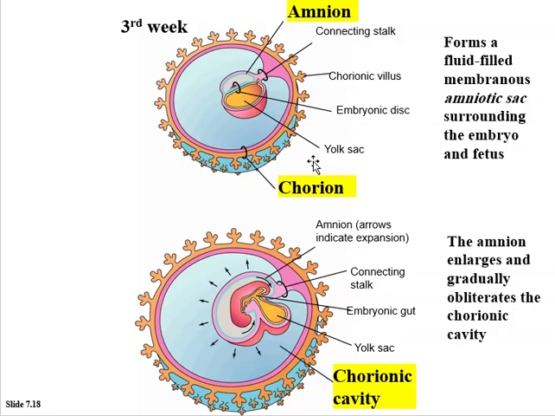Regarding the amnion, it forms a fluid-filled membranous amniotic sac surrounding the embryo and fetus. Later on, after fetal folding, the amnion enlarges gradually and obliterates the chorionic cavity as the embryo grows, and so the amnion and chorion come into contact with each other.